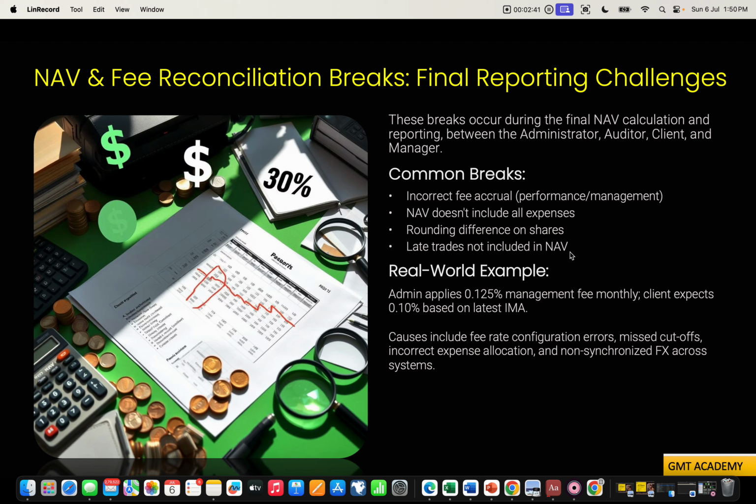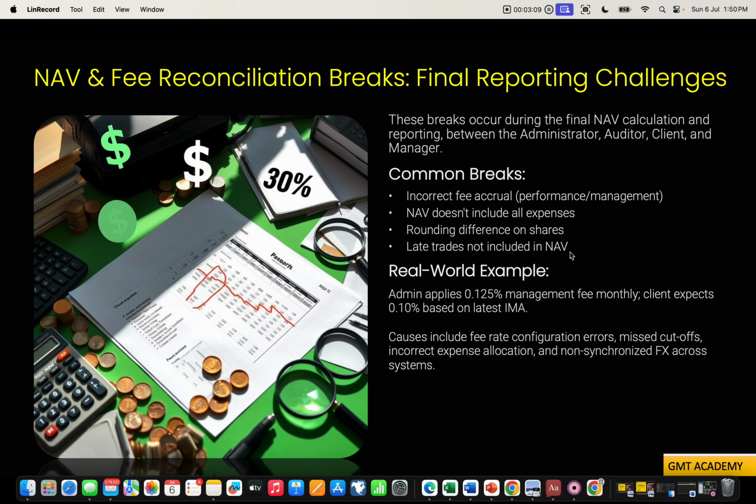Another break is a rounding difference in shares. For example, when a corporate action has been done, like a stock split, bonus issue, or spin-off, some rounding shares will be there, and you have to adjust those rounding shares as well. Whatever amount you adjust, you have to reflect the same in cash. This concept is called cash in lieu. You can search on Google and find it.